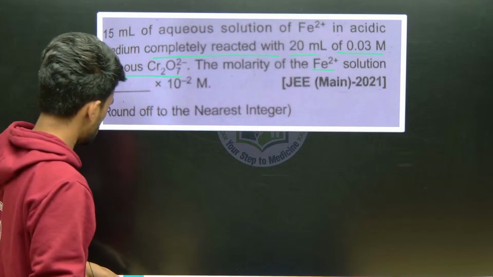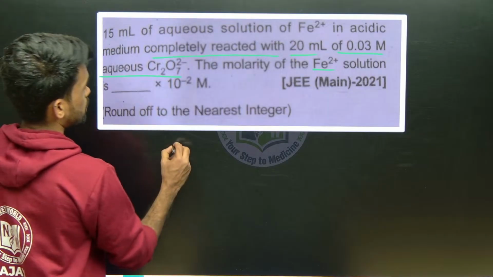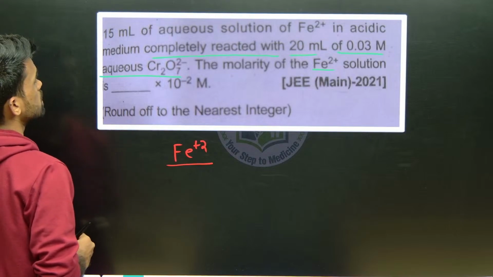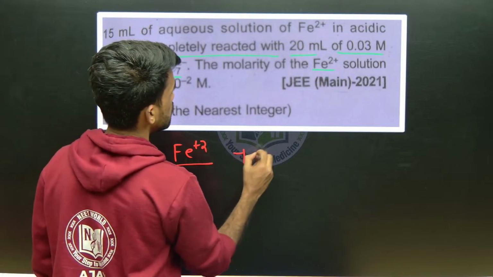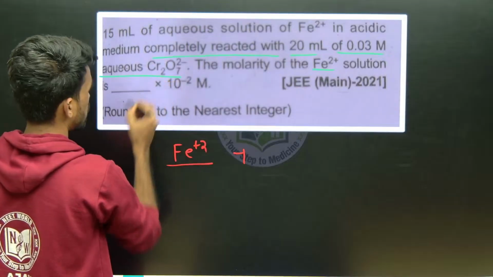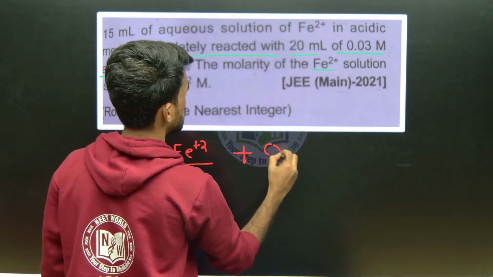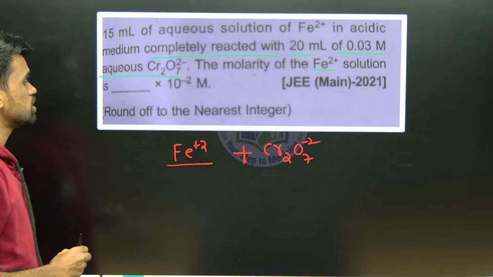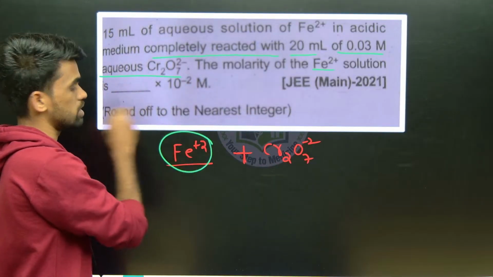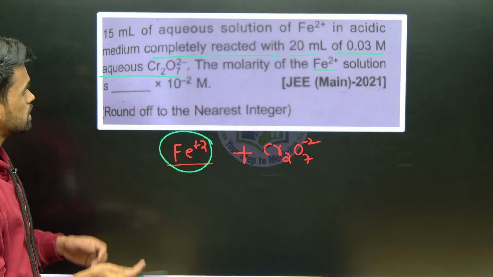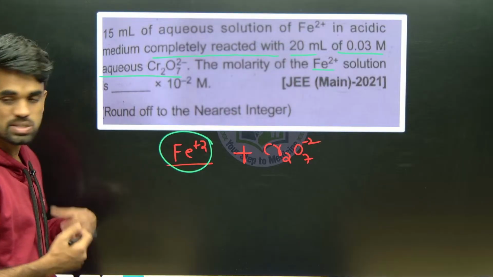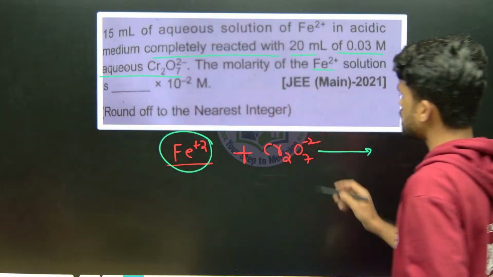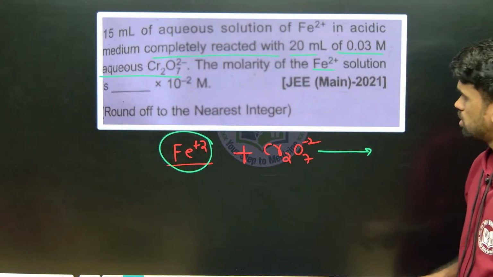How do we do this? See what they are saying: 15 ml of Fe plus 2 aqueous solution in acidic medium is reacting with 20 ml of 0.03 molar aqueous solution of dichromate, Cr2O7 2 minus. Now what is the molarity of this Fe plus 2 ion they are asking. For this you don't even need the balanced equation, you can directly do this. But you need to know what oxidation state it forms after this reaction.